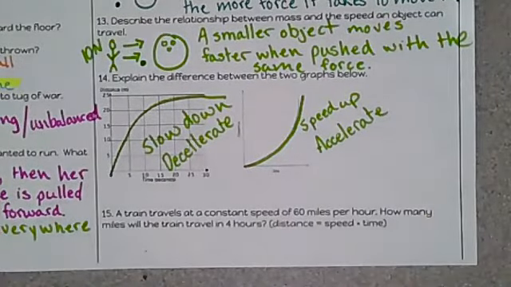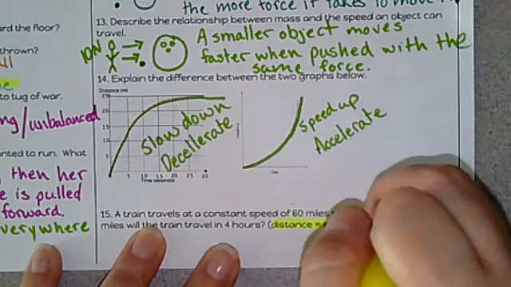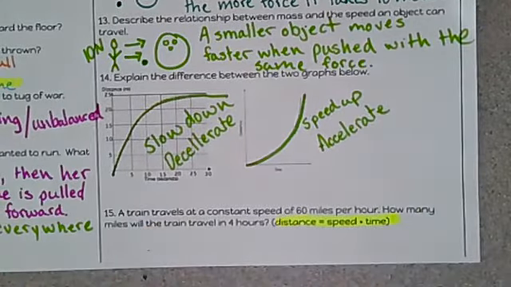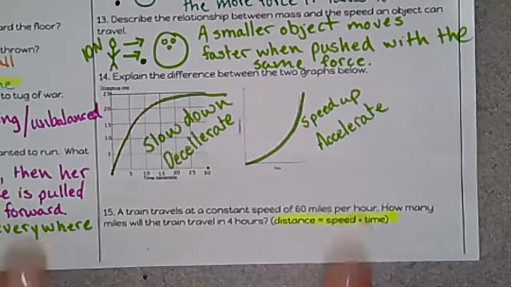All right. Now, the next one I want to talk to you about, because every single question about speed on your test is going to give you a formula. Highlight the formula. It says here, distance equals speed times time. All you got to do is plug in the numbers, guys. That's it. They're not going to make you guess about what to do. They're going to put it in a little parentheses, just like this.